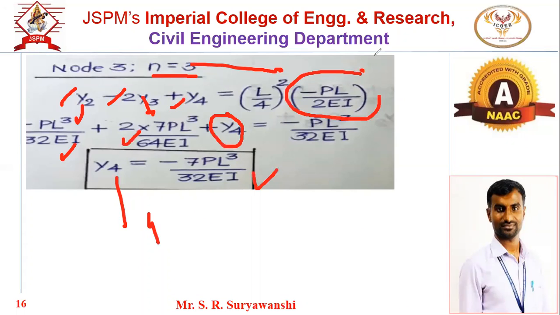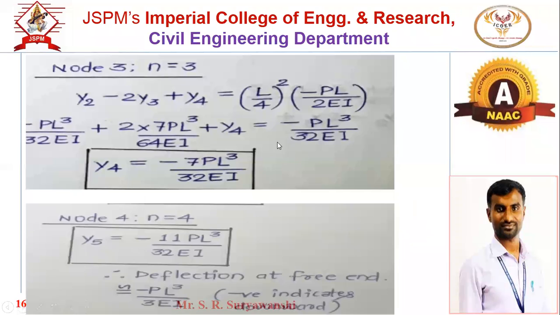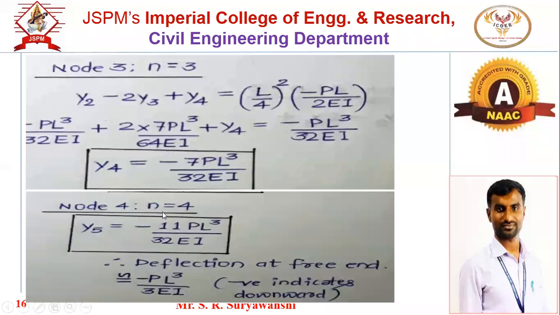And what we have to find out? We have to find out the deflection at free end. So B end is the free end, and at free end the node number is 5. Means our main objective is to get the y5. Now for that, apply the same central difference equation for node number 4. If you apply the same equation for node number 4, and put the value of y2, y3, y4 in that equation, you will get this value of y5. y5 is the free end deflection.